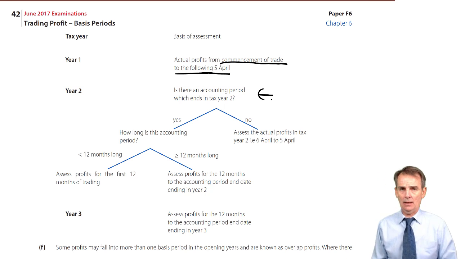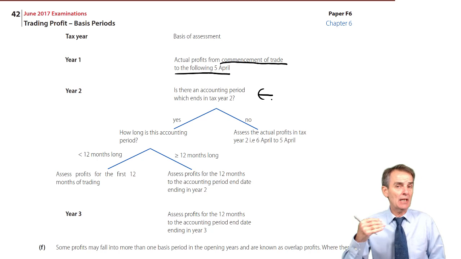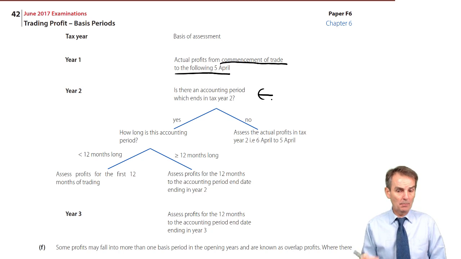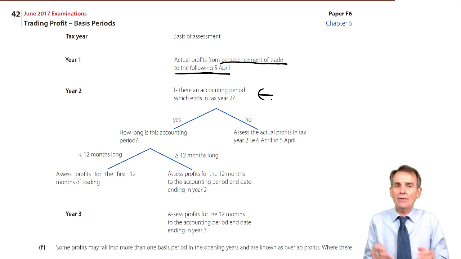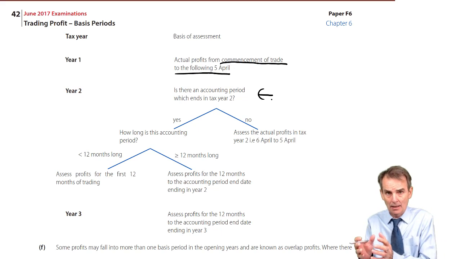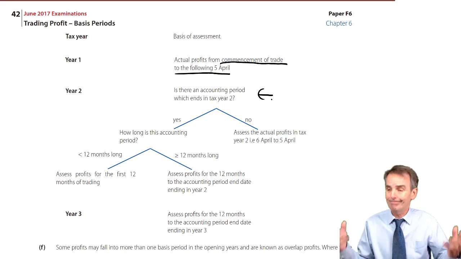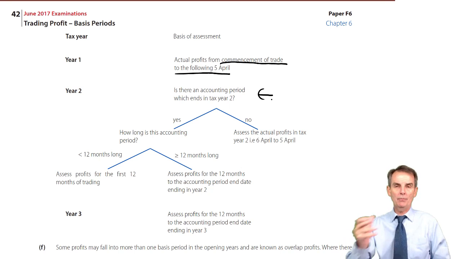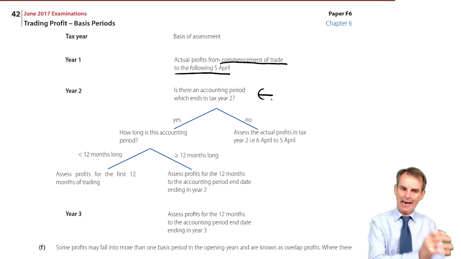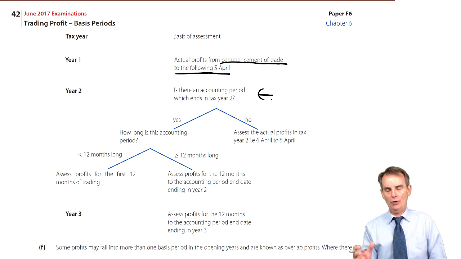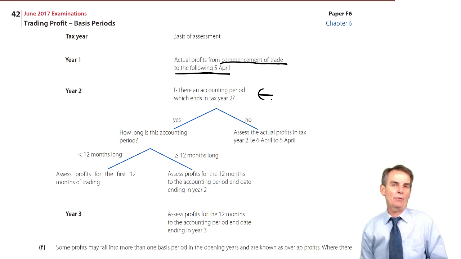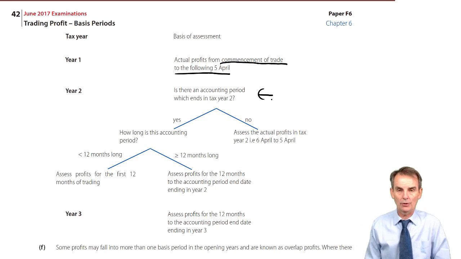Now, if you were really lucky, you would not only have an accounting period that ends, but the particular accounting period that ends would be a year end. And if you have an accounting year ended in that tax year, what basis of assessment will apply? Current year basis. Your problems are over. You've gone from actual onto current year basis, and you stay with current year basis until you cease trading.